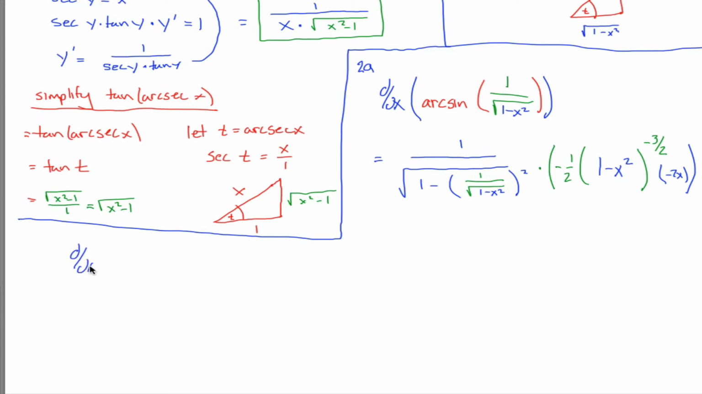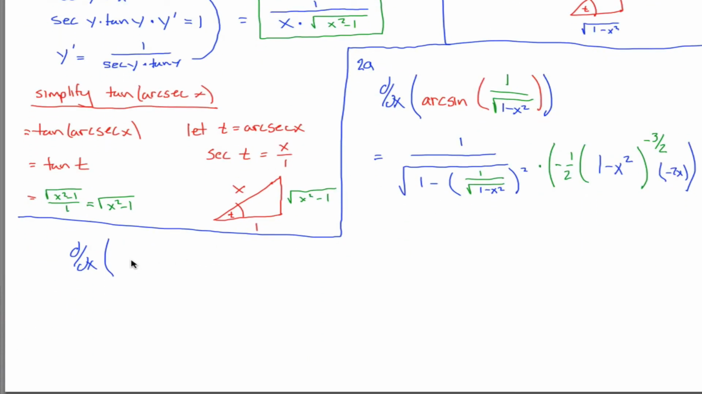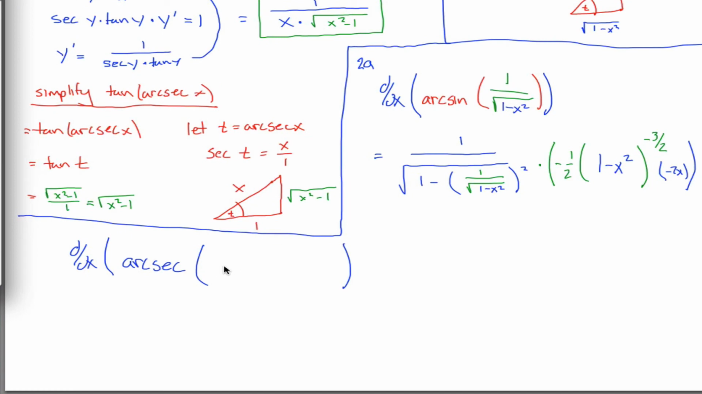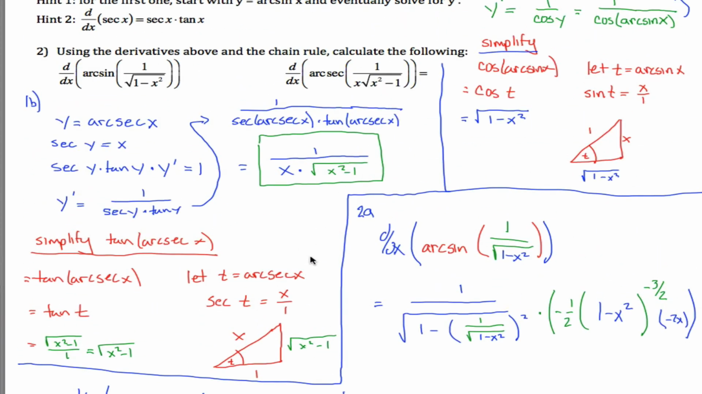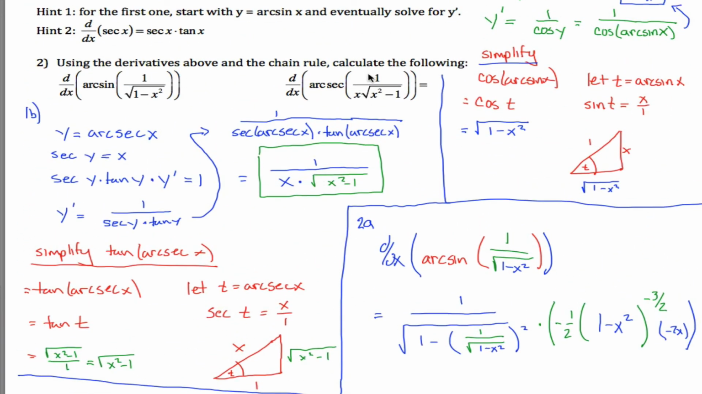Now we want to know the derivative of arcsecant of something. What is that something? Well, it's kind of a mess. Maybe I'll rewrite it here. It's x to the negative 1 power times x squared minus 1 to the negative 1/2 power. Might seem like a weird way to write it, but I think that'll make life easier.